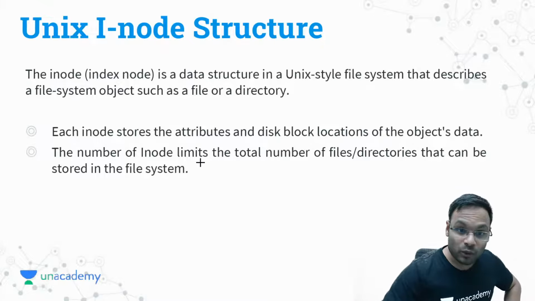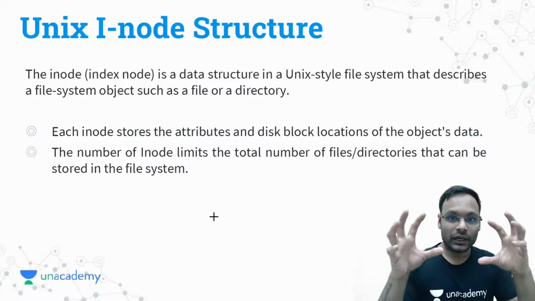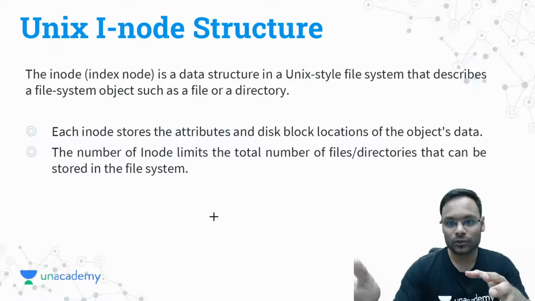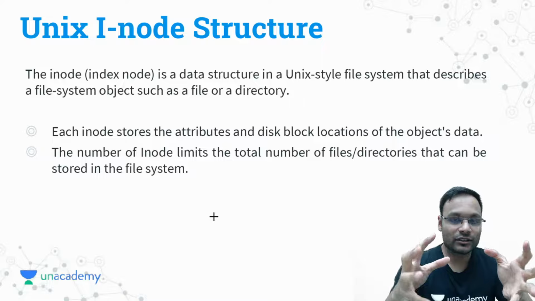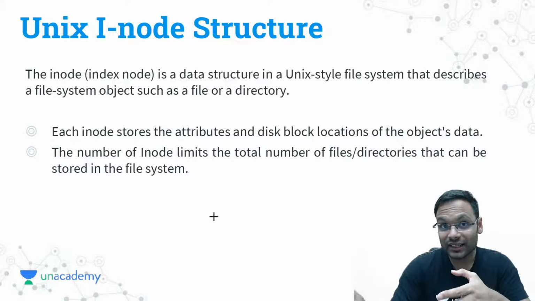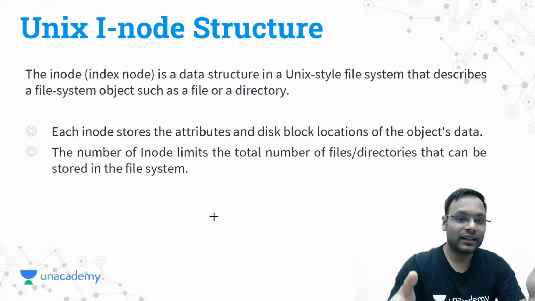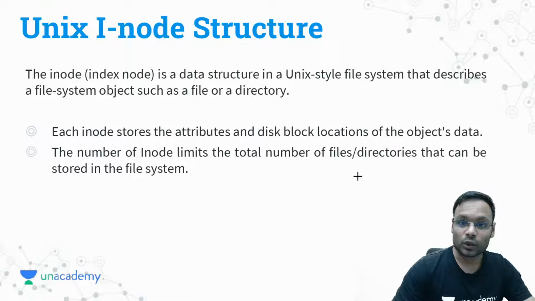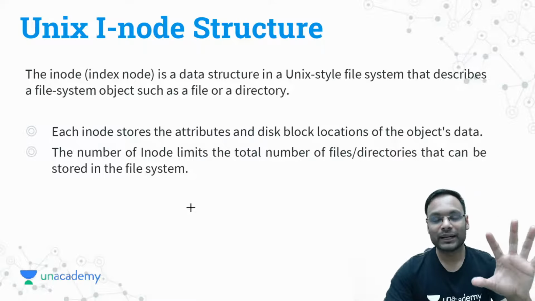The number of inodes limits the total number of files or directories. So a Unix style file system can have a fixed number of inodes. Let's say we can have a total of 16 inodes only. So one inode can store the information about one file. Hence a maximum of 16 files only you can have. So it is possible that the number of inodes will limit the total number of files or directories that can be stored in a particular file system.